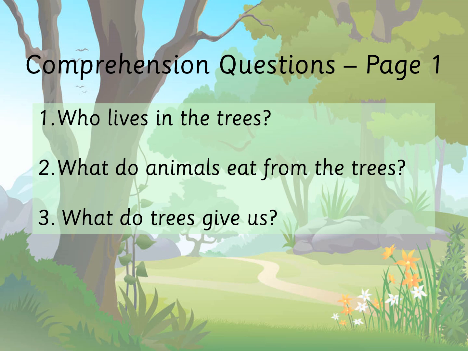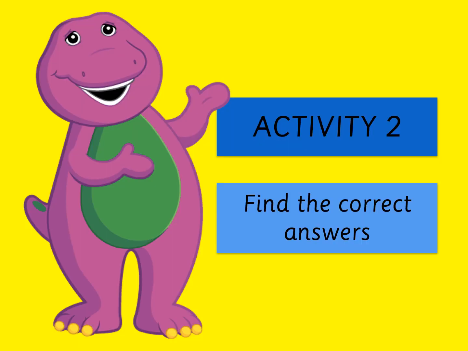Now, can you have a look at page 1, the comprehension questions? Question number 1. Who lives in the trees? Number 2. What do animals eat from the trees? Number 3. What do trees give us? Now, let's move on to activity 2. Find the correct answers.